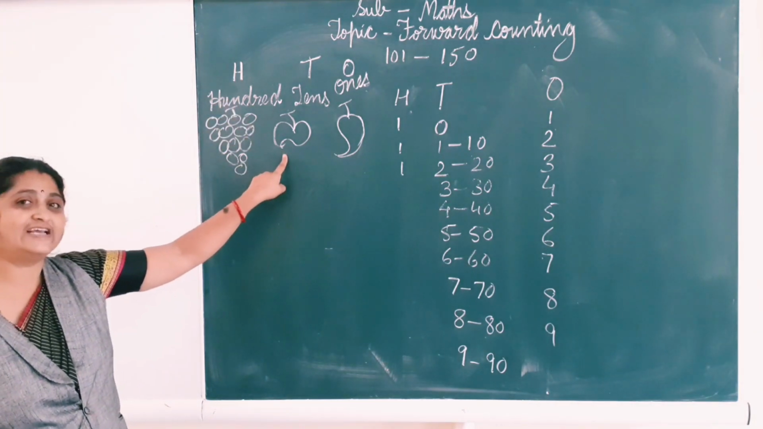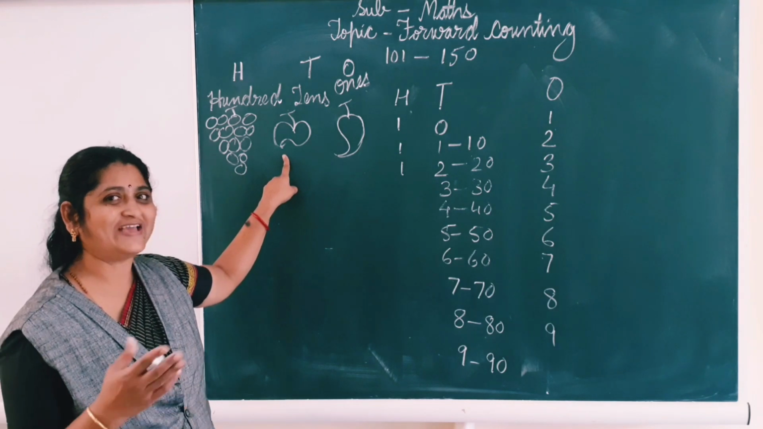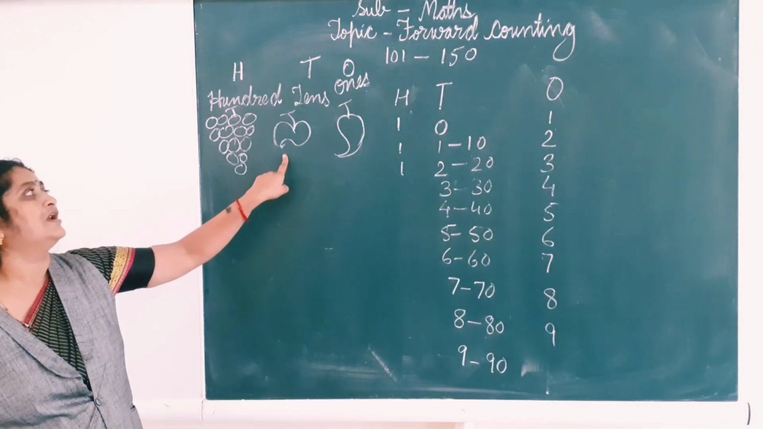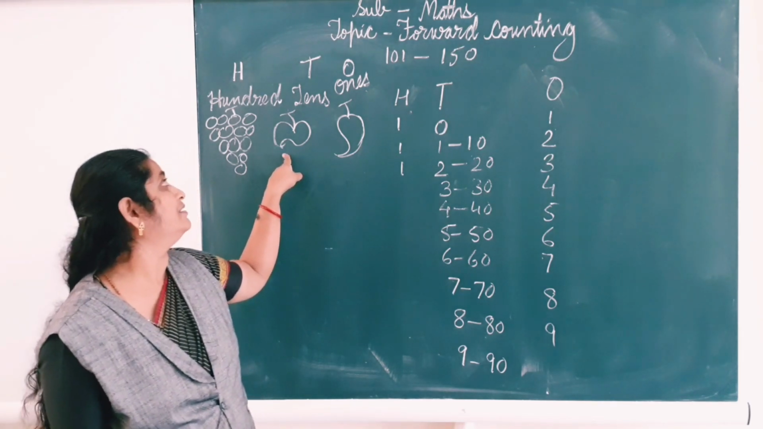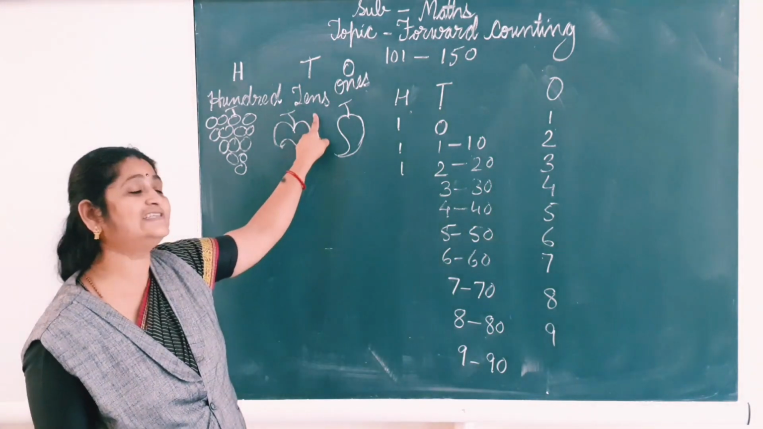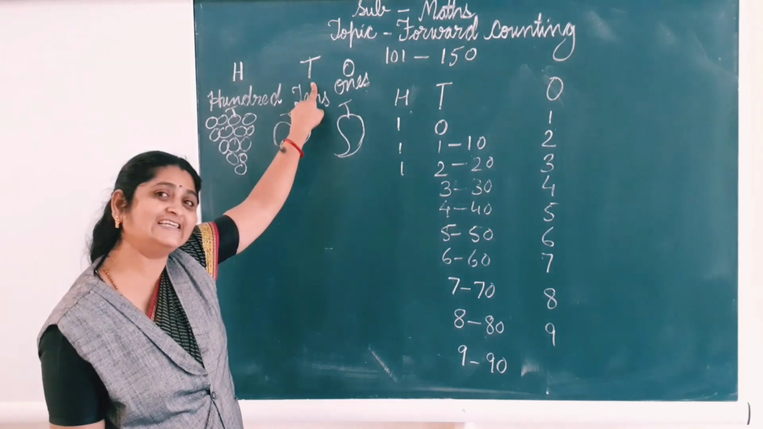The next fruit is apple, and an apple a day keeps the doctor away. We will give the name tens to the apple. Now we will call this apple tens, and the short form for tens is T.